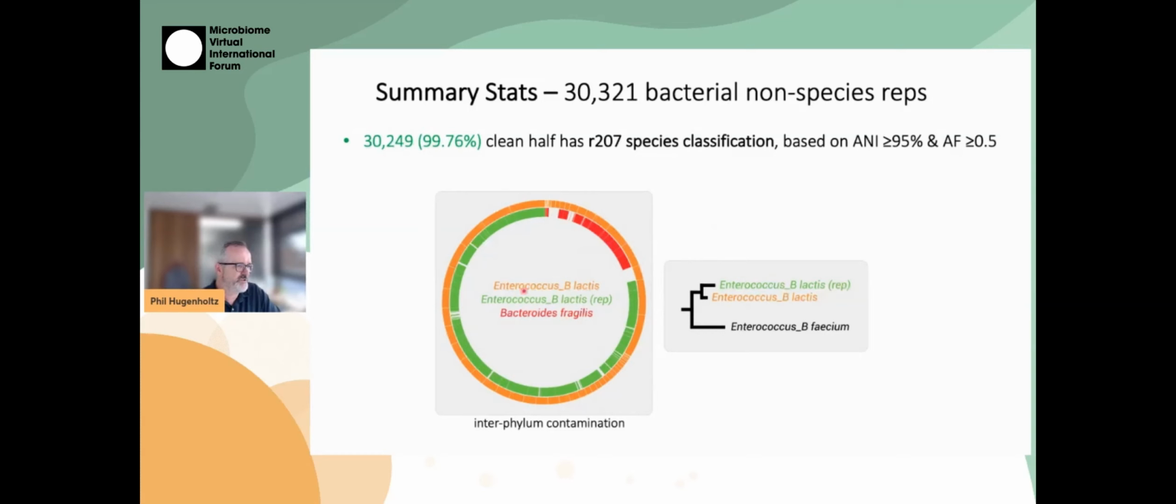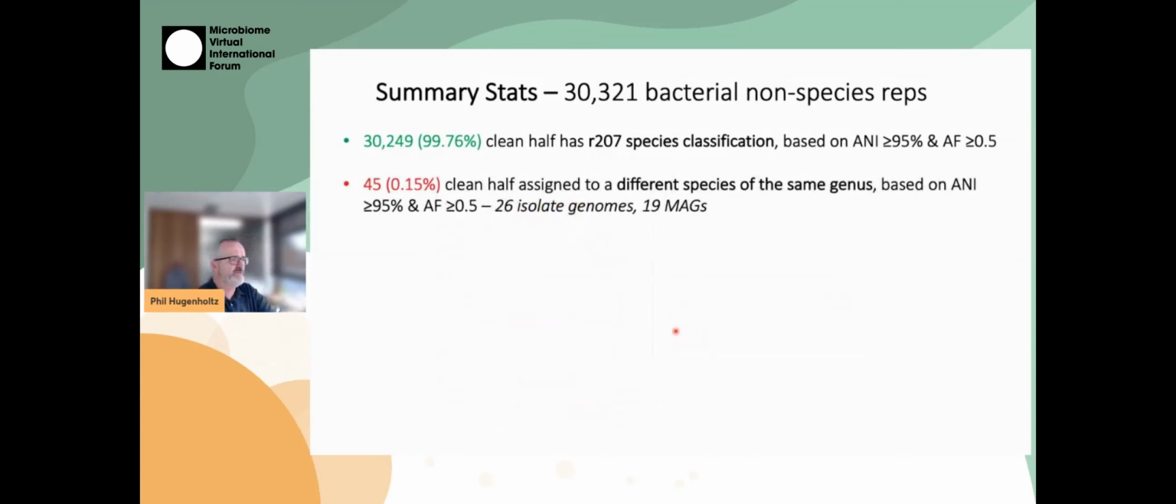So here's a good example of quite an egregious contaminated genome. It's Enterococcus lactis, and it's contaminated with Bacteroides, which is in a different phylum, so this is interphylum contamination.